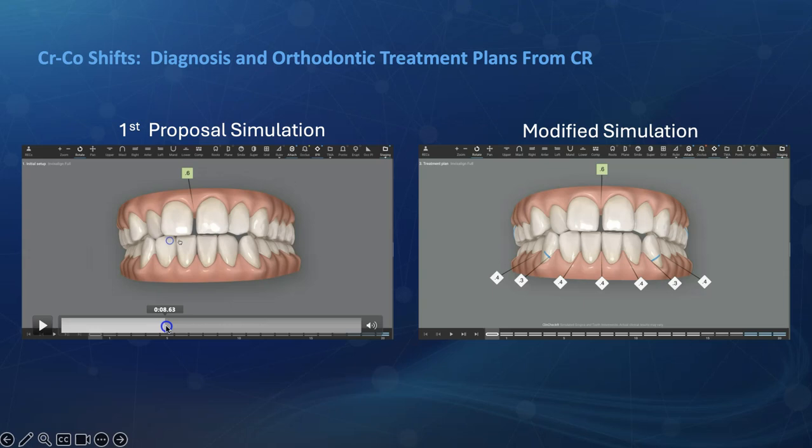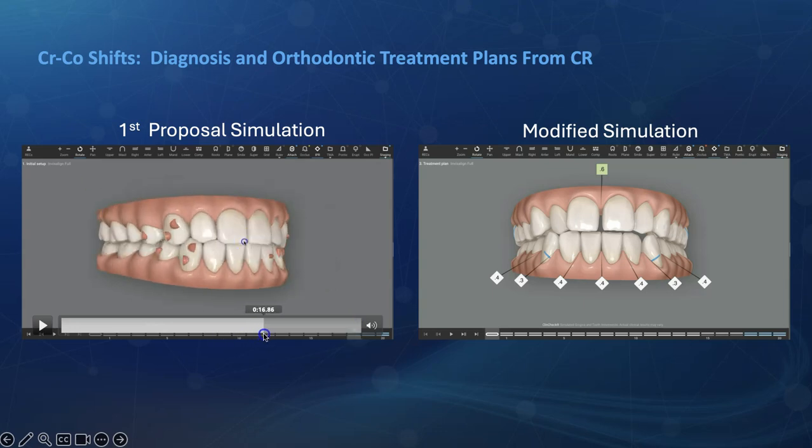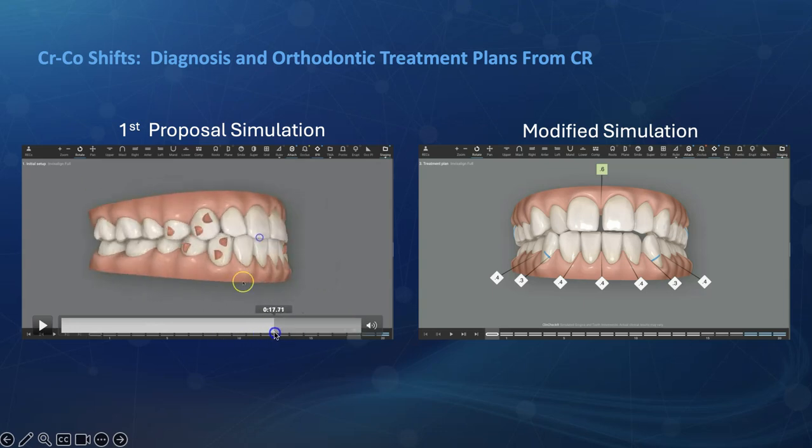Now, the first simulation has a completely different treatment plan than mine. It's pushing all the back teeth together, erupting premolars, trying to close the open bite, erupt the anterior teeth. There's no class 3 elastic and no IPR. That's not my treatment plan.